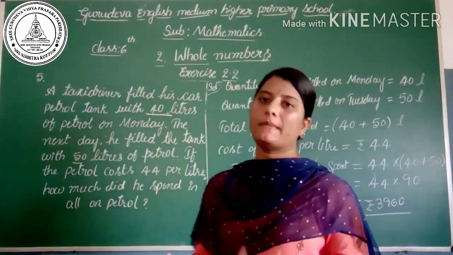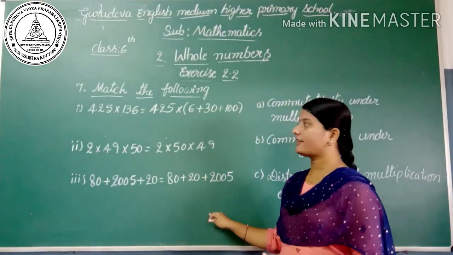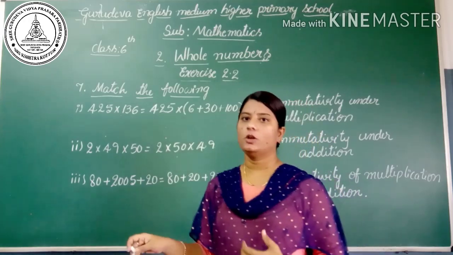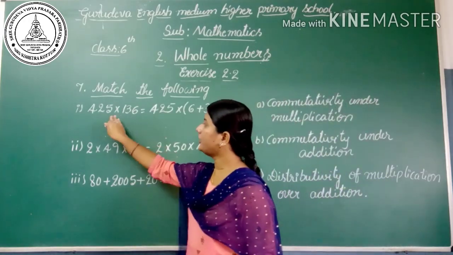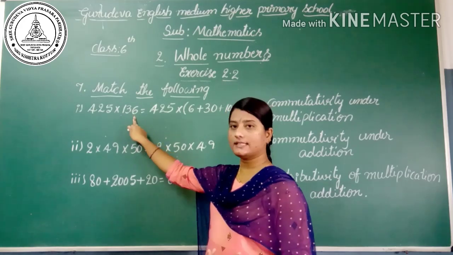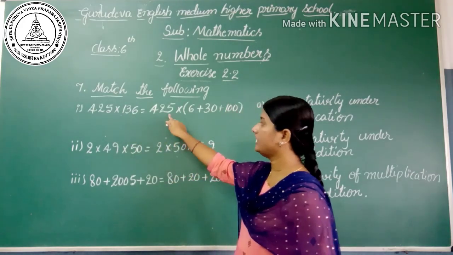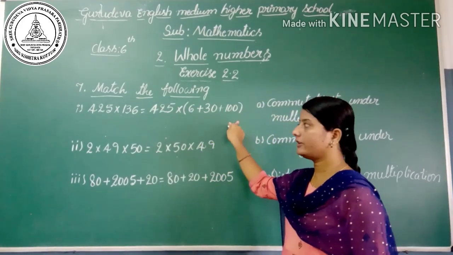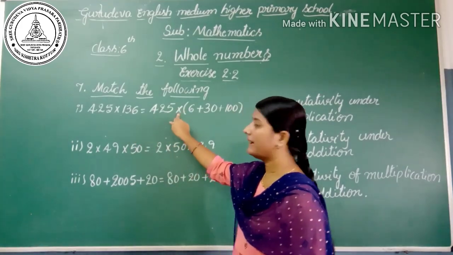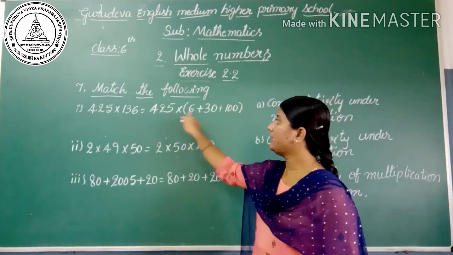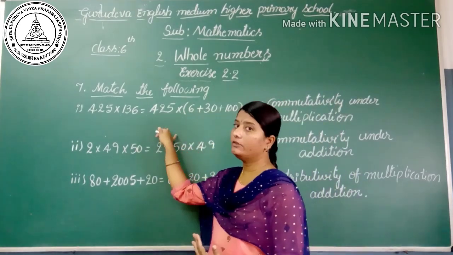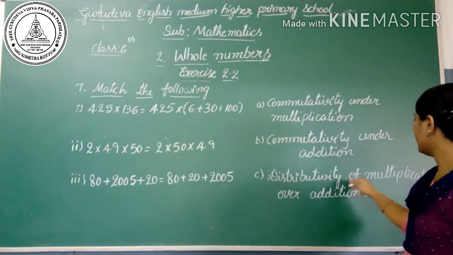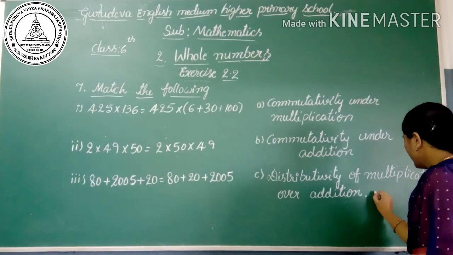Yes. Let's go to the match the column. Here the subject name is match the following. So you have to do the match the following in your textbook. The first question is 425 into 136, which is equals to 425 into 6 plus 30 plus 100. You can observe here there is a multiplication over addition, so it is the distributive property of multiplication over addition. The C1 is distributive of multiplication over addition. It is the first one.